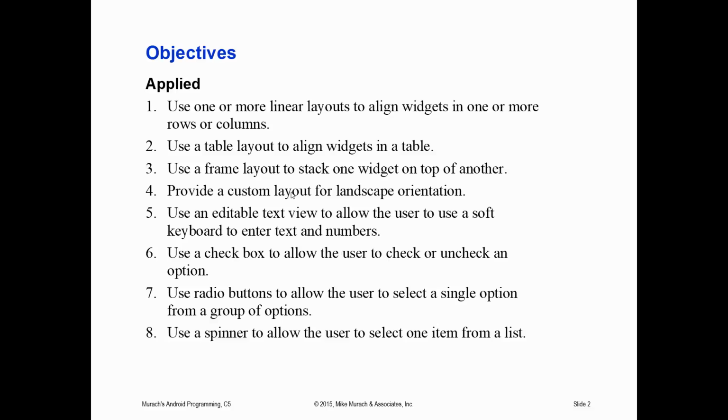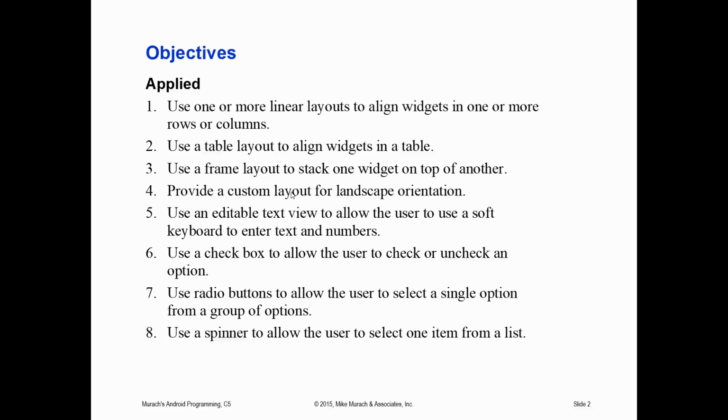Number 7, use radio buttons to allow a user to select a single option from a group of options. You've all done things like this where you might be filling out a form and it asks your age group. Are you under 19? Are you 19 to 28, 28 to 39, 40 to 55, and over 55, where you get options for each one. A spinner to allow you to select one item from a list.